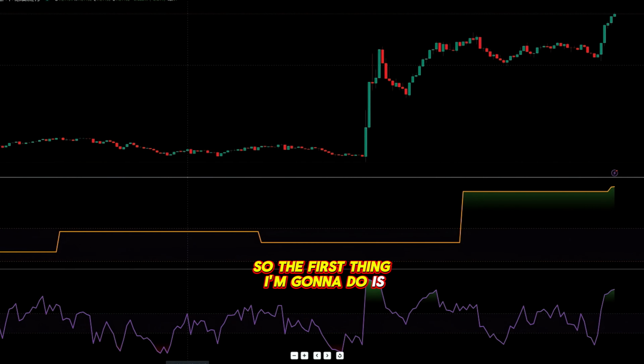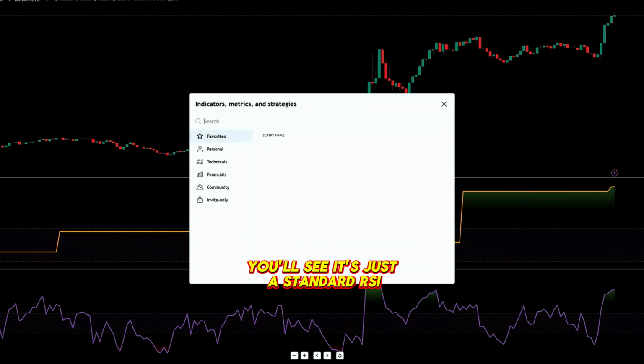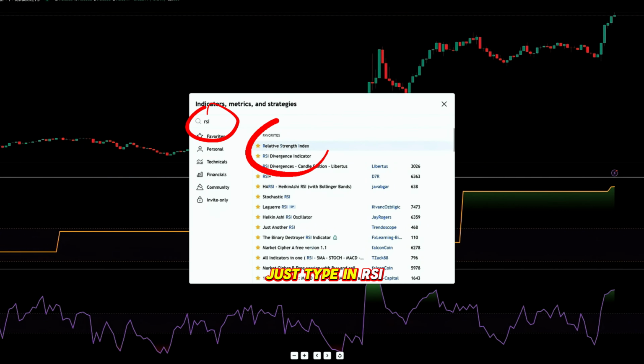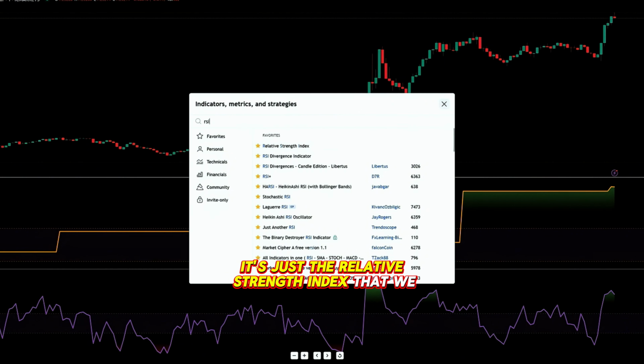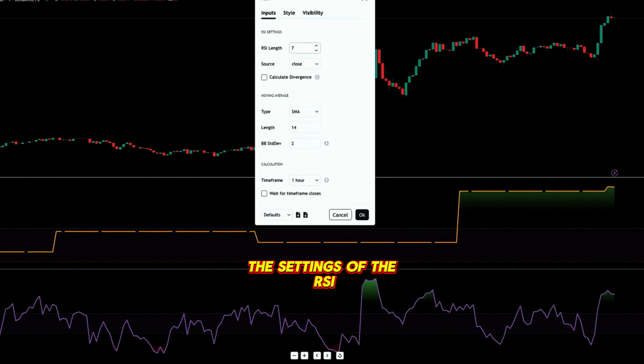So the first thing I'm going to do is explain the time frame. I'm using this on a 1 minute time frame, and what I'm going to rely on is the trend of a much higher time frame. And if we look at the two RSIs that we've got here, you'll see it's just a standard RSI. So if you come to the indicators and just type in RSI, it's just the relative strength index that we all know and understand.